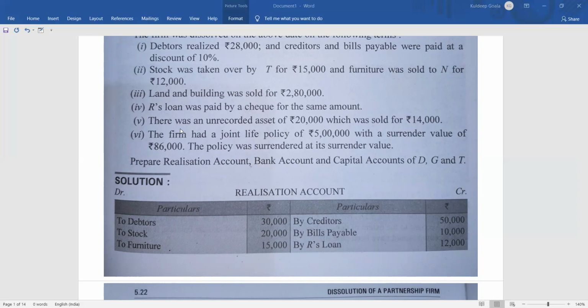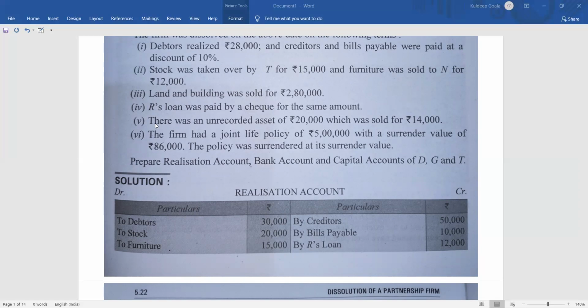Then coming to the next point, land and building was sold, that is over. R's loan was paid by check, that is over. That is the same amount, right? That is over. Clear? Up to here, that is up to point number 4, that is R's loan was paid by check for the same amount. Up to here we have finished.